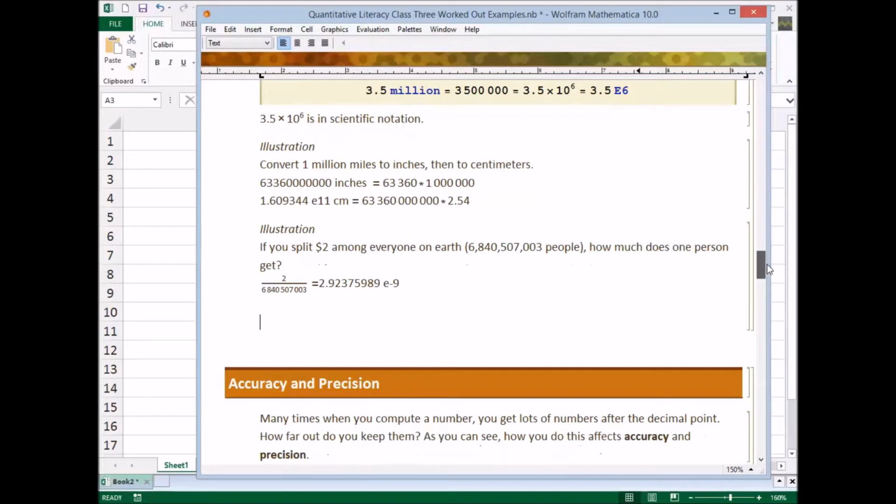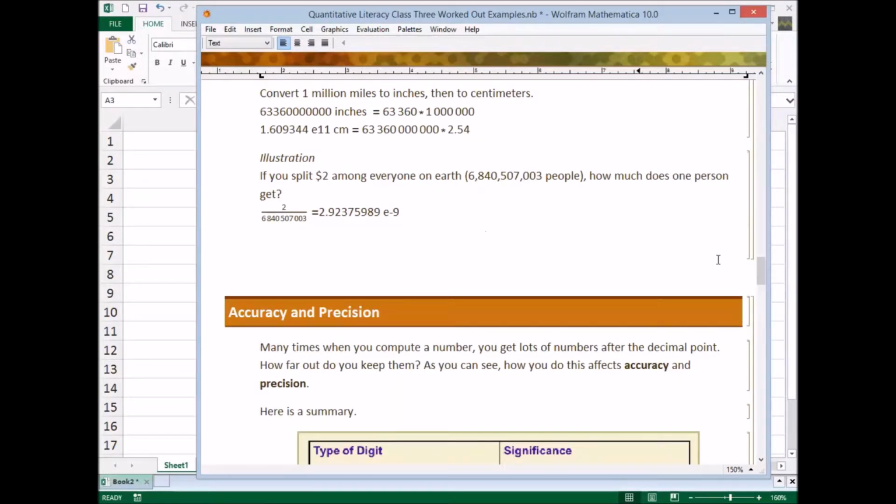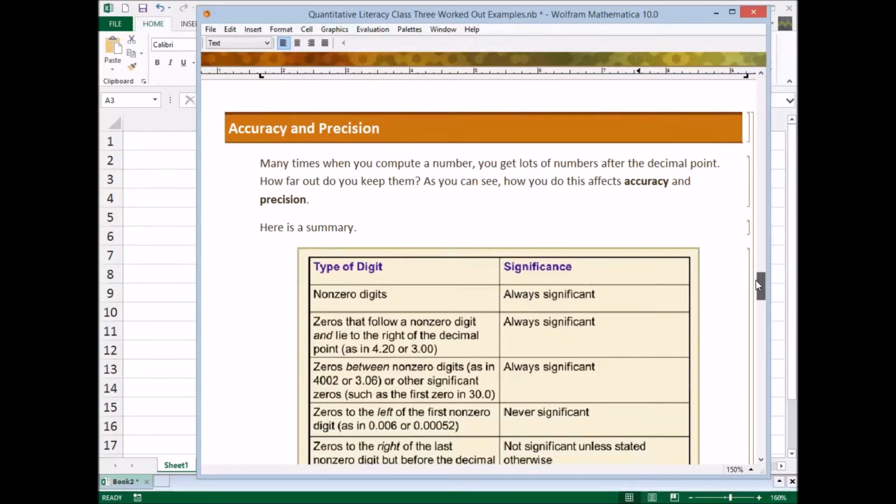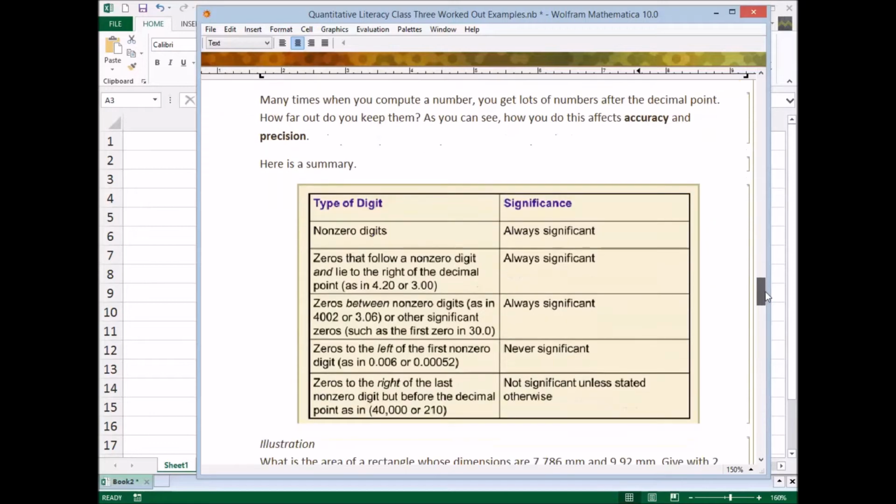Okay, moving on. Speaking of digits, accuracy and precision. When you talk about decimal points, you will learn about accuracy and precision. So here's a summary of what's significant and what's not significant in terms of how many digits you want to use. Nonzero digits are always significant. This is significant. This is significant. This is not significant. And this is not significant unless stated otherwise. For this to happen, the problem has to state that yes, it is significant. It means something.